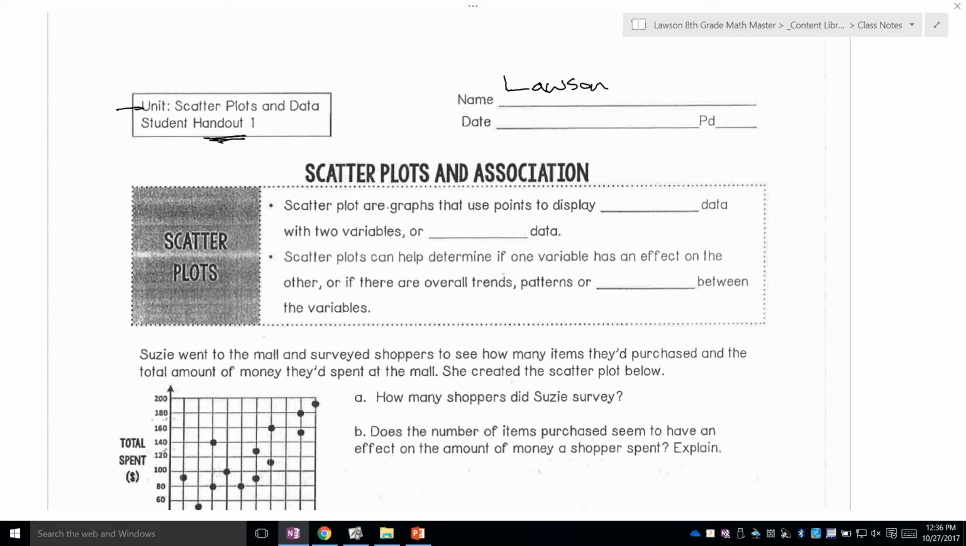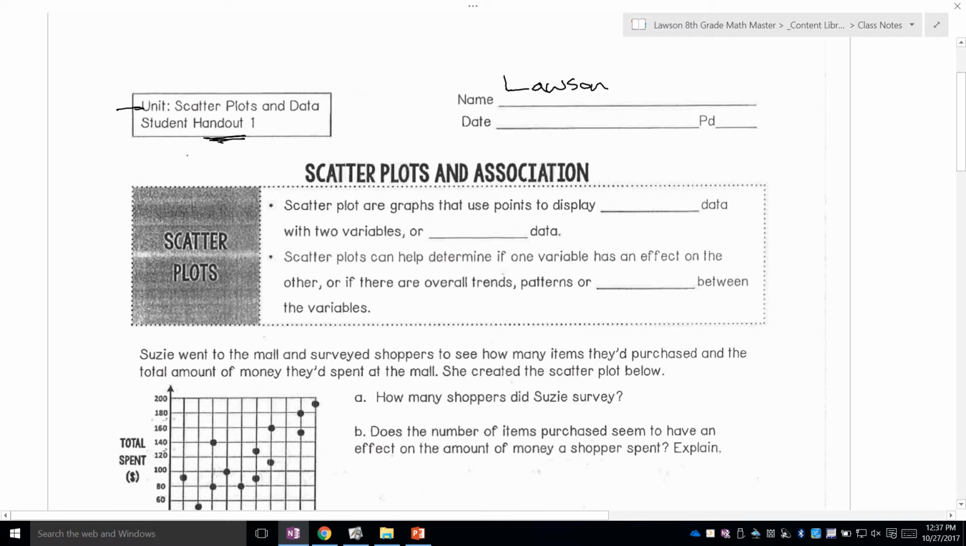And if you think about scattering things like scattering seeds or scattering leaves, they kind of all fall out and it almost looks random. But what we're going to be doing is looking at graphs that have points scattered across them, and we're going to see if we can find some positive trends, if we can find some slopes by looking at those scatter plots.